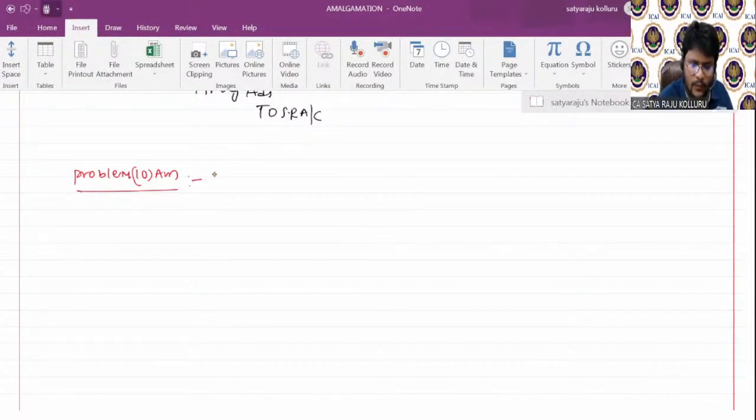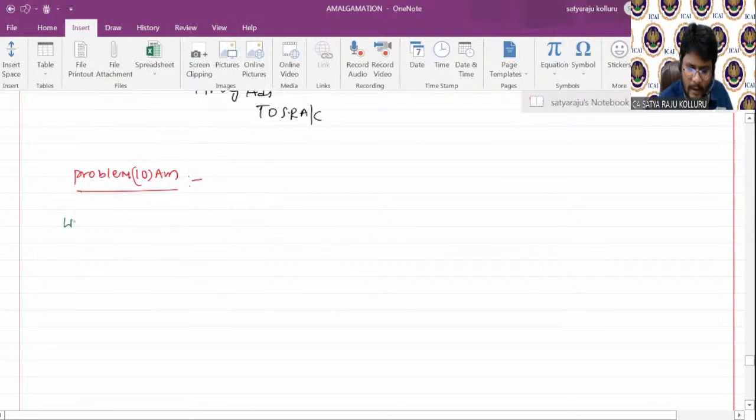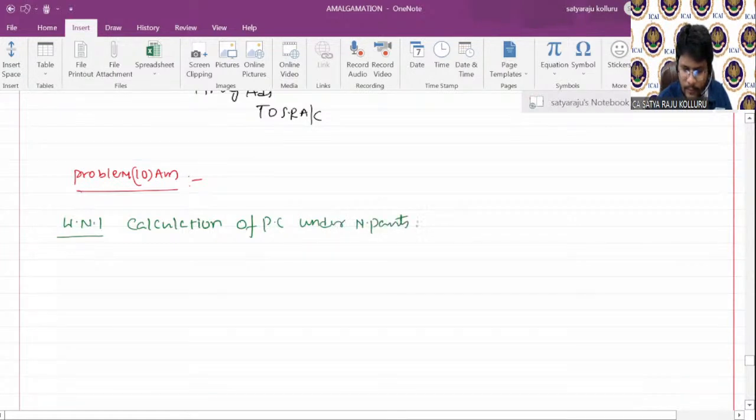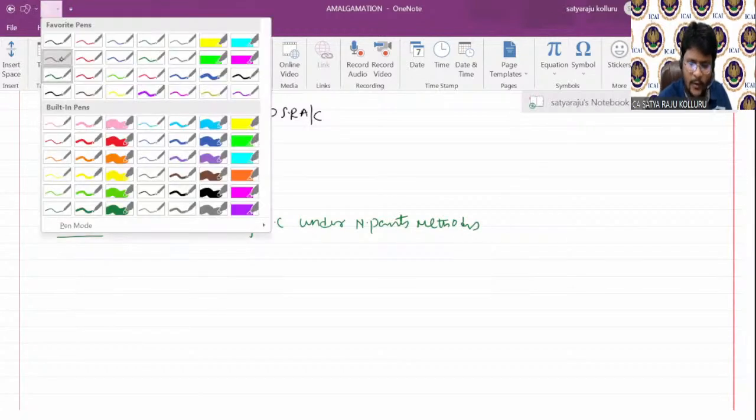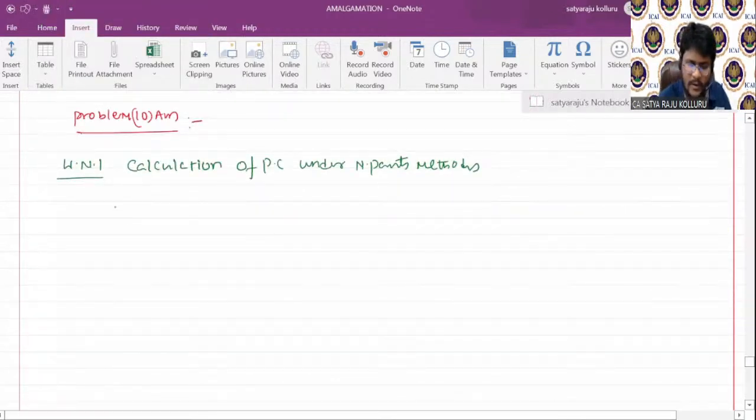Now, all of you, in the working note, first let us calculate PC, the purchase consideration. Under which method? Under the net payments method. We have already seen multiple problems on how to calculate PC under the net payments method. That is the amount payable to equity shareholders.